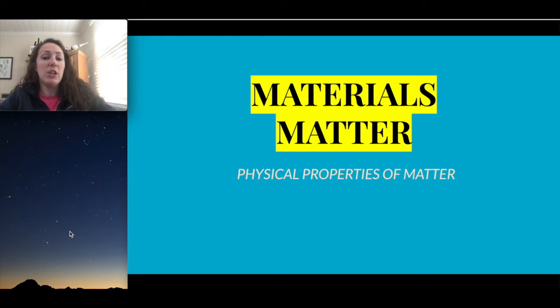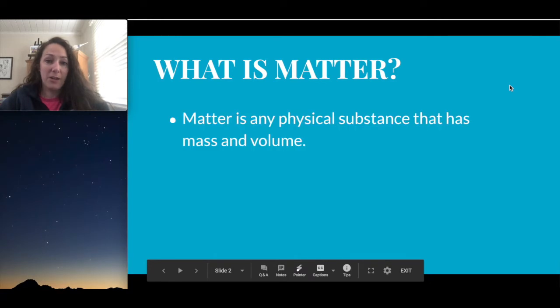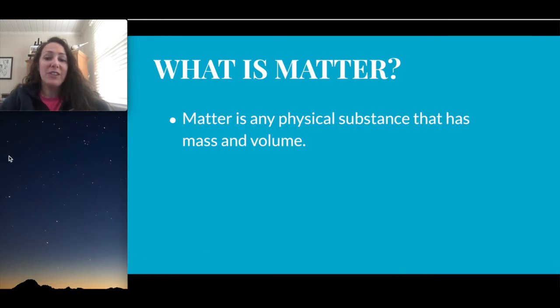So we're moving on to Unit 2. We just finished Unit 1, and now we're going to move into properties of matter, starting with physical properties, okay? So, what is matter? Matter is any physical substance that has mass and volume.